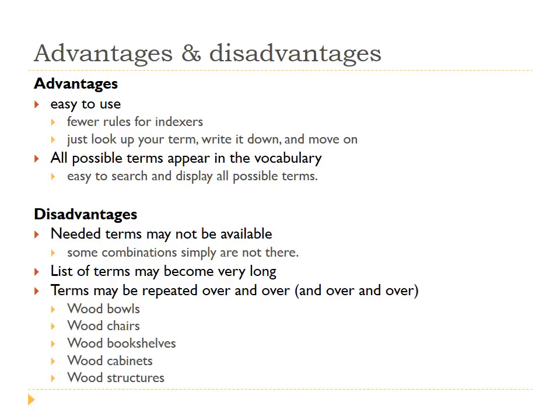If we have material and we have an object type, we need wood bowls, wood chairs, wood bookshelves, wood cabinets, wood structures. We need plastic bowls, plastic chairs, plastic bookshelves, plastic cabinets, plastic structures, so on and so forth. So our list becomes very, very long to cover everything we need.